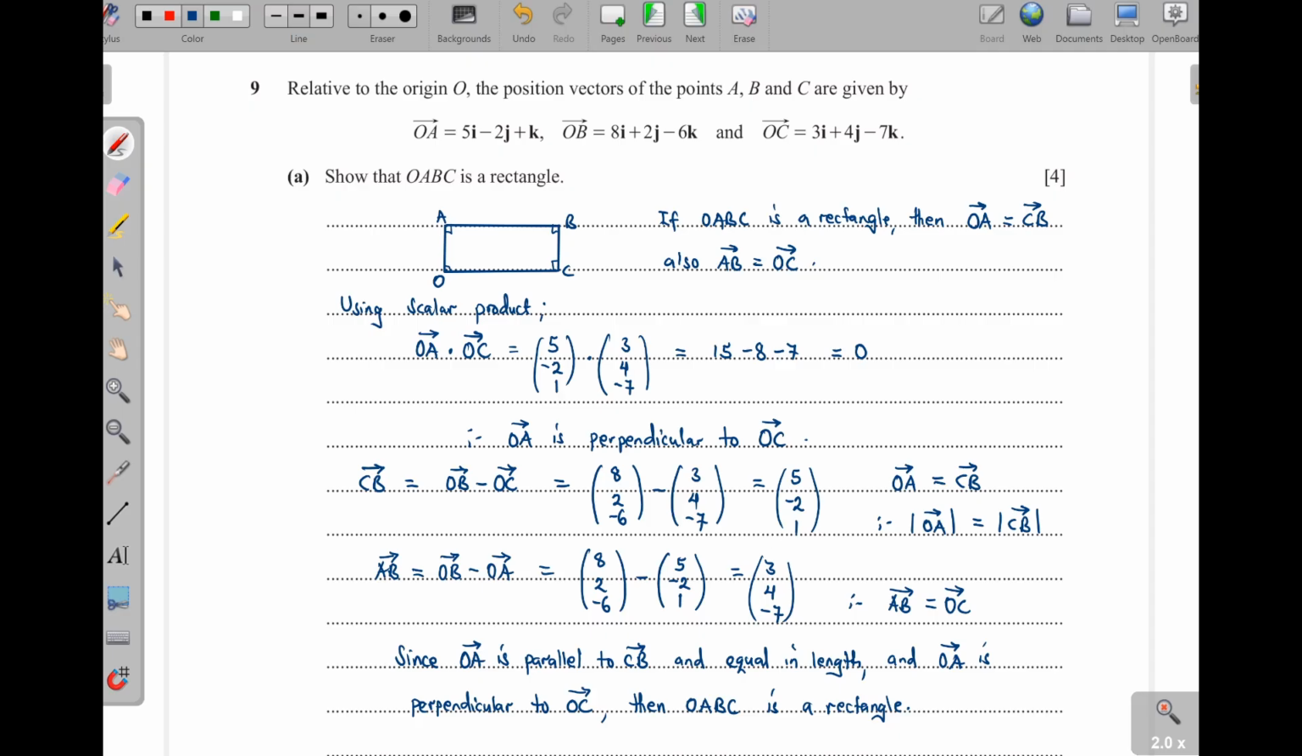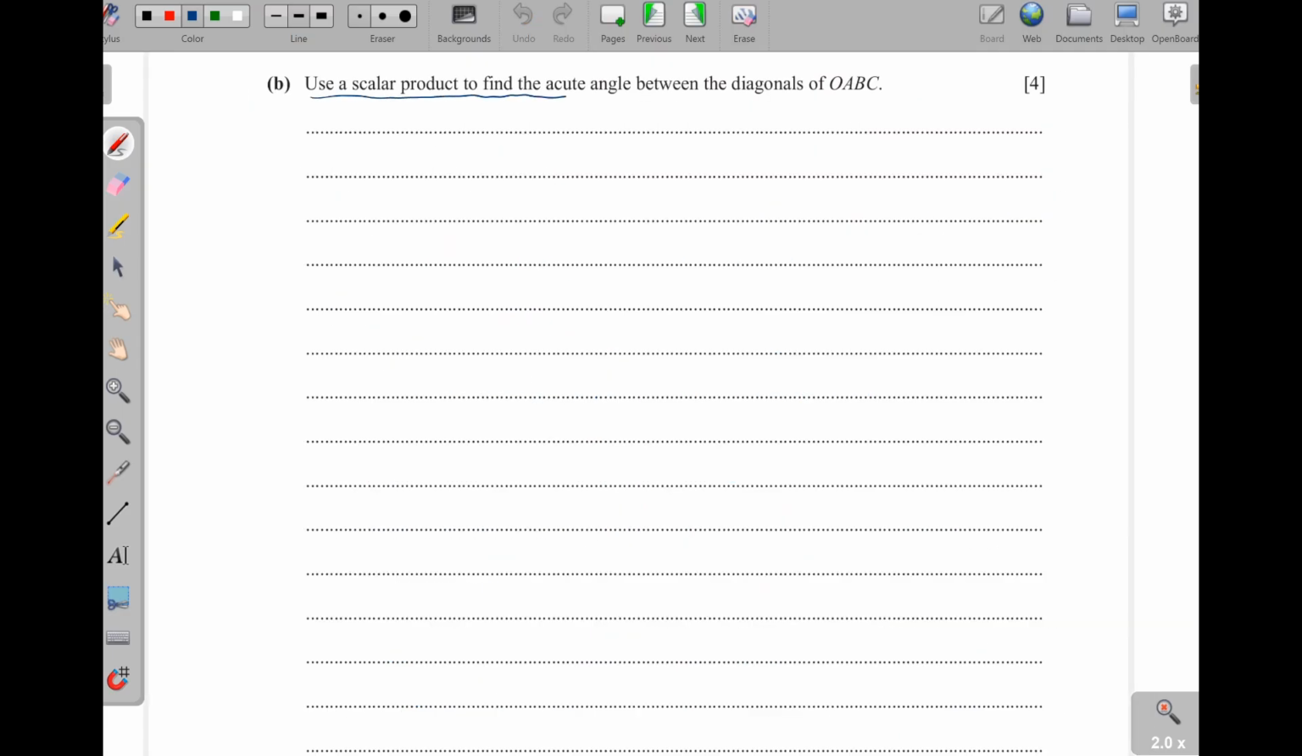As simple as that. Part B, use a scalar product to find the acute angle between the diagonals of OABC. Now, like we drew our triangle here. Not a triangle, it's a rectangle. So that rectangle of ours, here I'm going to draw the diagonals. Of course, these are not the diagonals, but the diagonals are these ones here, this one, and then that one there.